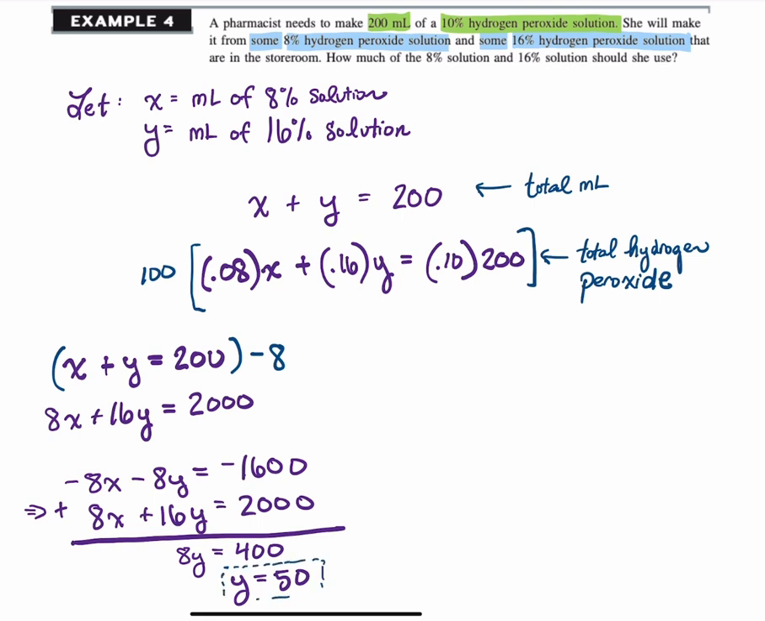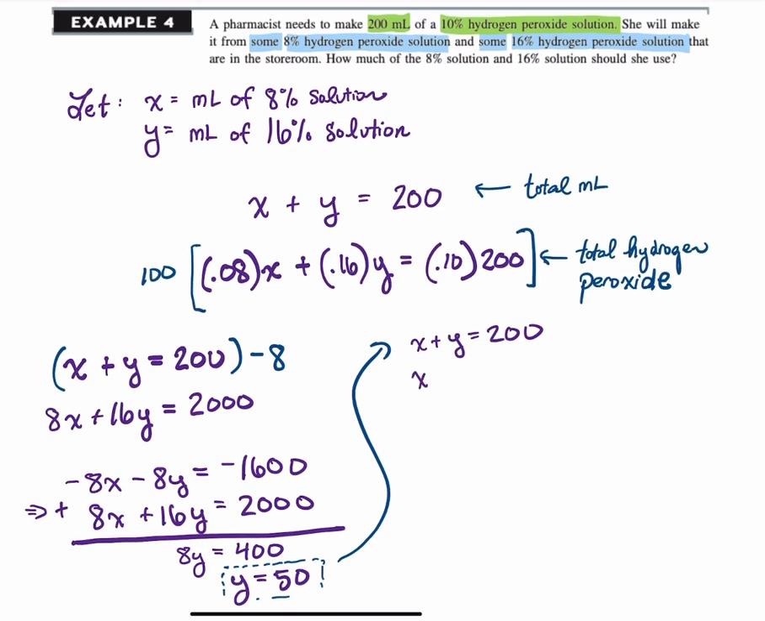Now let's take this and plug it into, I'll just pick that first equation. We had x plus y is equal to 200. So I'm plugging in 50 for y. So x plus 50 equals 200. Subtract 50 over, and x equals 150.